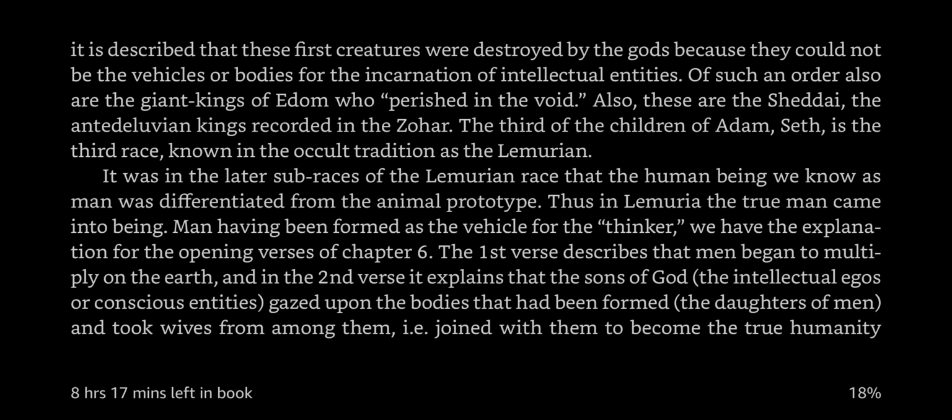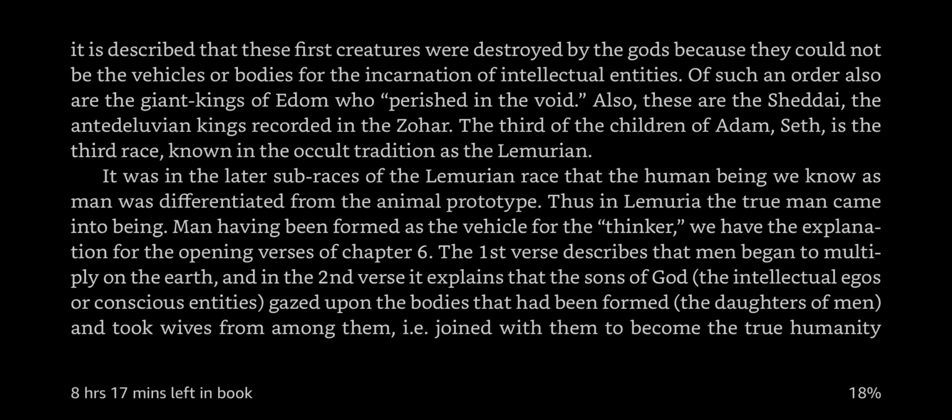The third of the children of Adam, Seth, is the third race known in the occult tradition as the Lemurian race. It was in the later subraces of the Lemurian race that the human being we know as man was differentiated from the animal prototype. Thus, in Lemuria, the true man came into being.